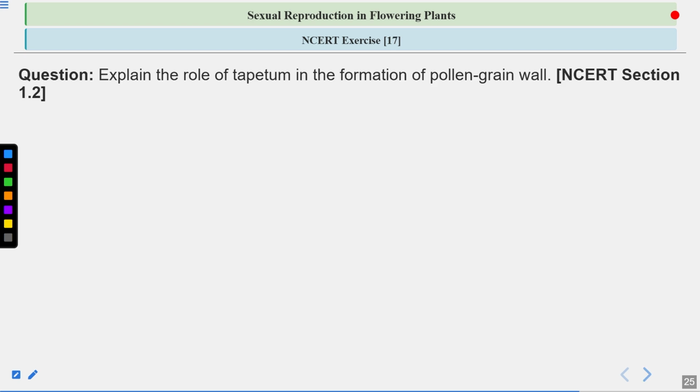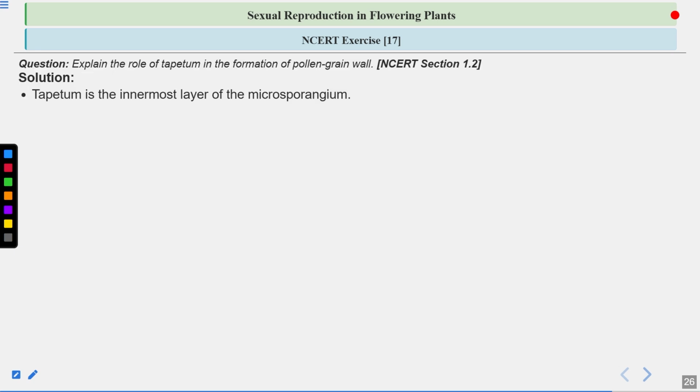Next question, explain the role of tapetum in the formation of pollen grain wall. Very, very important question. And this is from section 1.2. So tapetum is the innermost layer of the microsporangium.